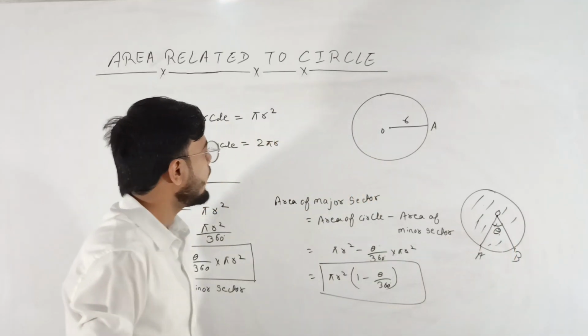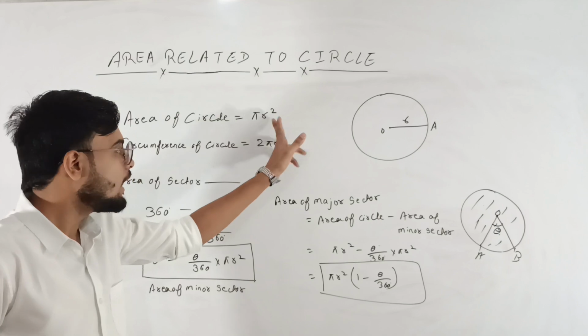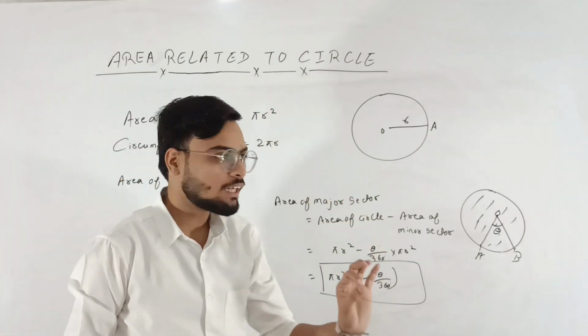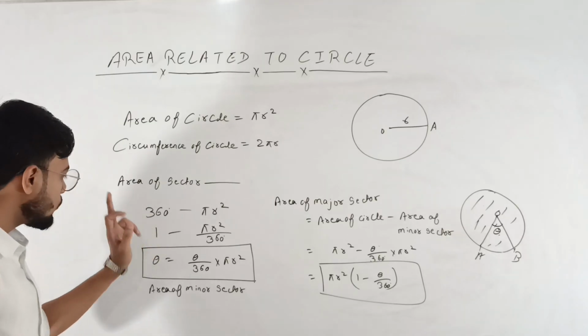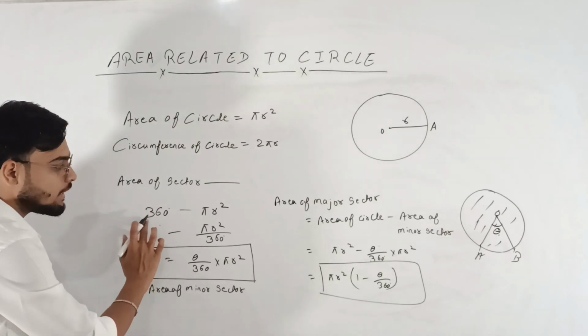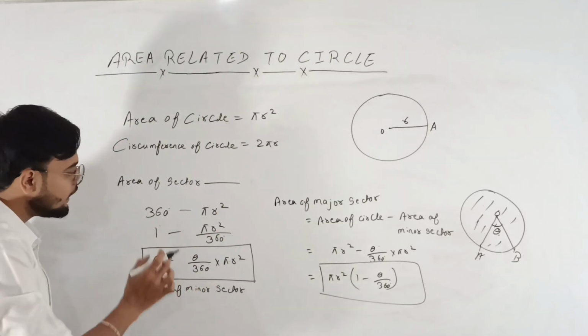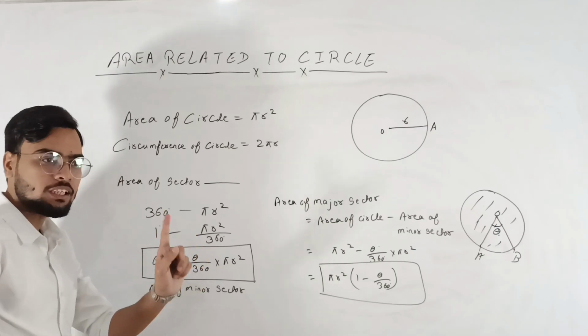Okay, so first I see the area of the whole circle is pi r square, and in a circle there is a 360 degree angle, so I write it here. Pi r square is for 360 degree. So for 1 degree is what? For 360 degree, area is pi r square. So for 1 degree, area is pi r square upon 360 degree.